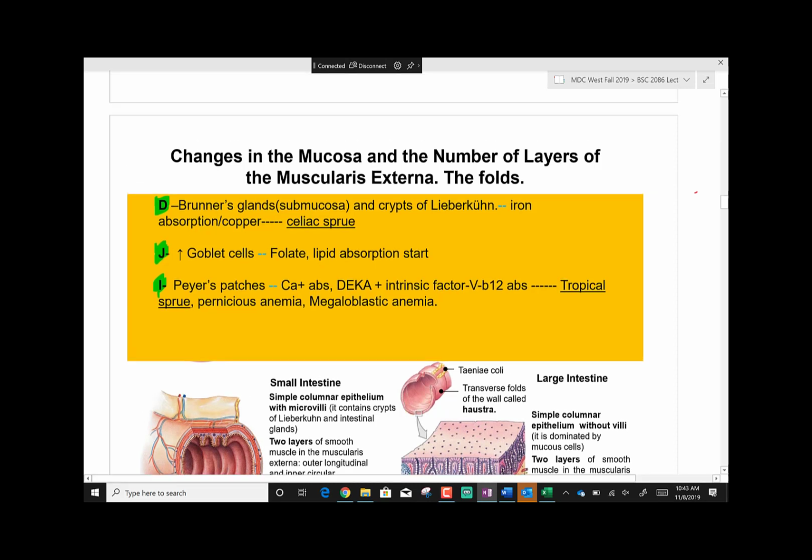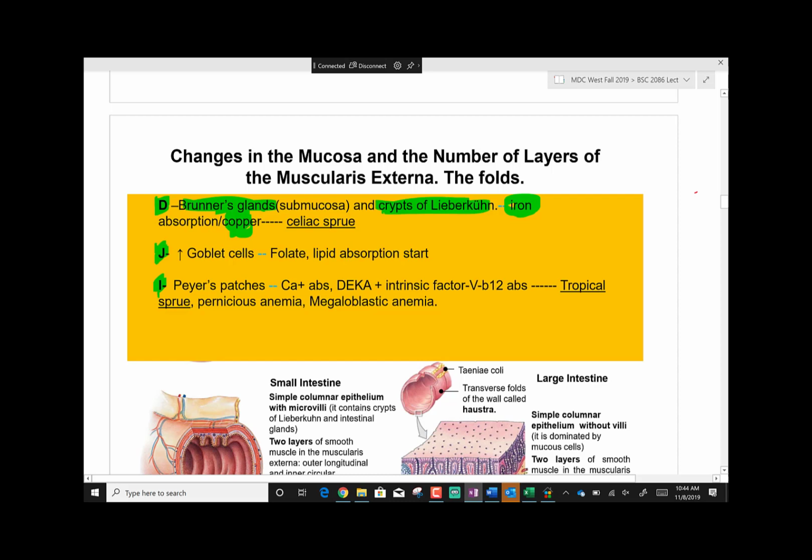So what parts of my small intestines are going to do what? In the duodenum, you're going to have a lot of these glands, which are known as Brunner's glands. These glands are on the submucosa. Remember, you have the mucosa and then underneath, submucosa. These guys are the ones that are going to allow me to create something known as crypts of Lieberkühn. Okay? Why is that so important? Because at the level of the duodenum, what am I going to be absorbing? Iron, copper, correct?